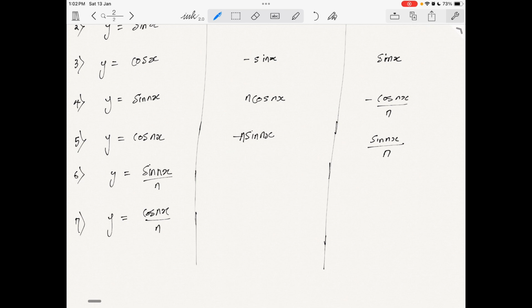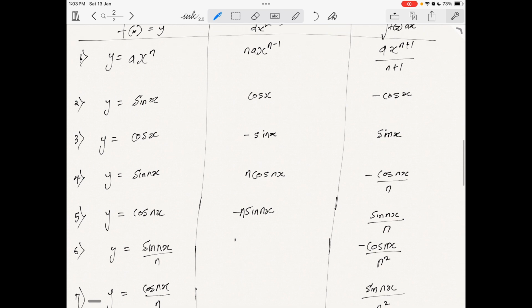We will not focus on the differentiation. However, let us focus on the integration. So, integrating sine nx over n, we would have minus cos nx over n squared. And integrating cos nx over n, we would have sine nx over n squared.